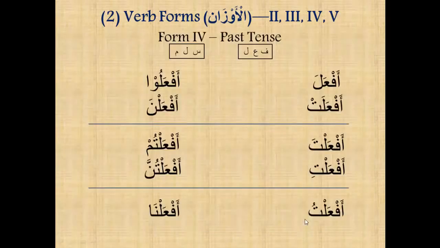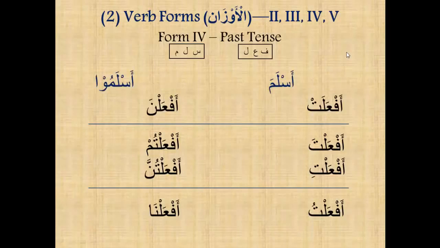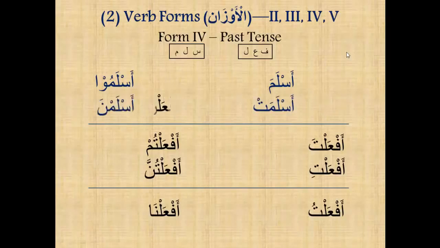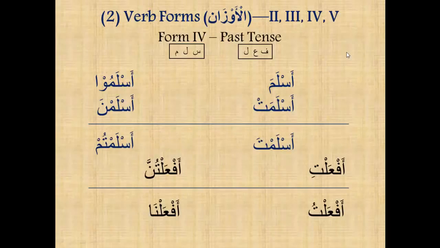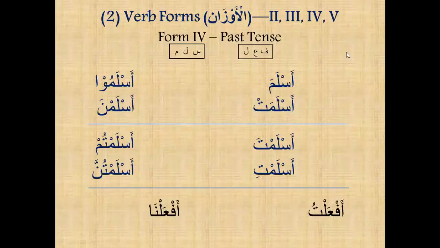Form 4, past tense conjugation. Using the root letters seen, lam, and mim, we have aslama. So, af'ala, huwa, aslama. أَفْعَلُوا, أَسْلَمُوا. أَفْعَلْتَ, أَسْلَمْتَ. أَفْعَلْتُمْ, أَسْلَمْتُمْ. أَفْعَلْتِ, أَسْلَمْتِ. أَفْعَلْتُنَّ, أَسْلَمْتُنَّ. أَفْعَلْتُ, أَسْلَمْتُ, أَفْعَلْنَا, أَسْلَمْنَا.